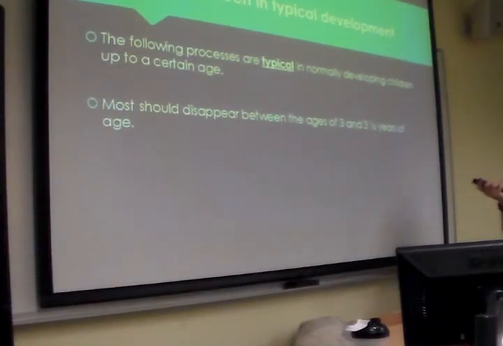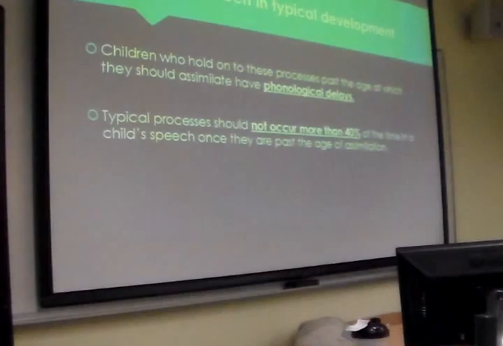When they persist past this age is when we consider it to be a delay or disorder, depending. So when they hold on to the processes past the age, that's considered a phonological delay. These typical processes shouldn't occur more than 40% of the time in a child's speech once they're past that age of assimilation, or the age at which they should have begun to delete it.